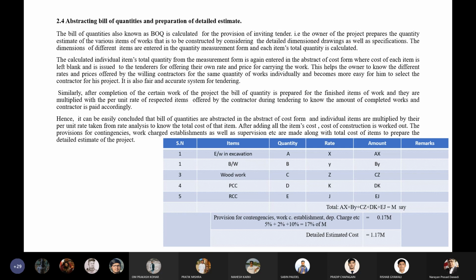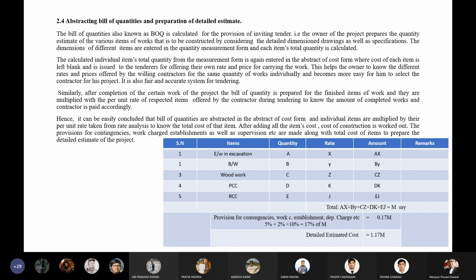That is, the rate and cost of each item is left blank, and the form is issued to the tenderers for offering their own rates and prices for carrying out the work. This helps the owner to know the different rates and prices offered by the willing contractors for the same quantity of work individually, and it becomes easier for him to select the contractor for his project. It is also a fair and accurate system for tendering.